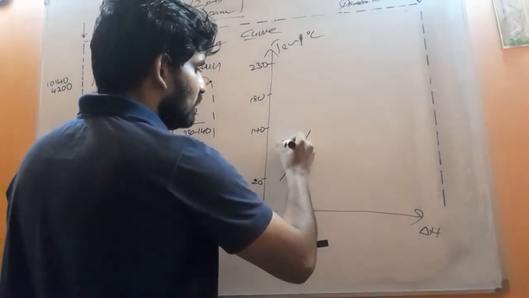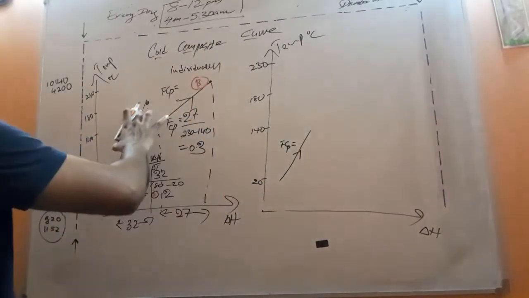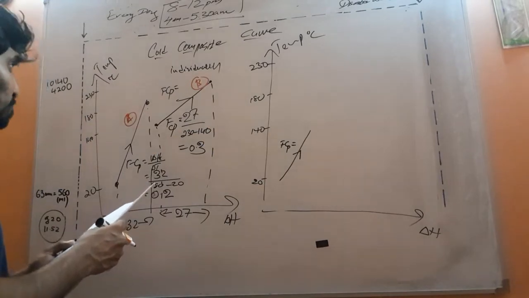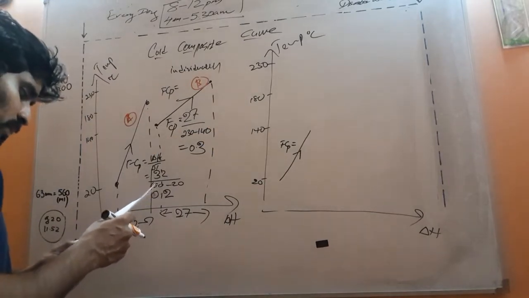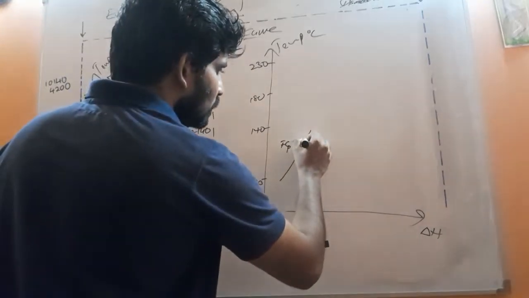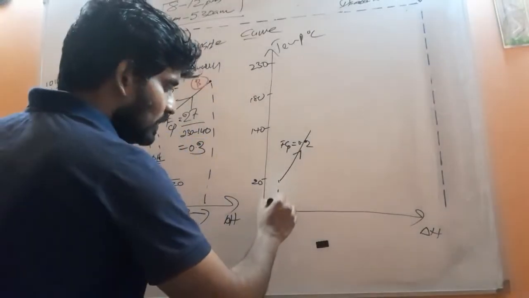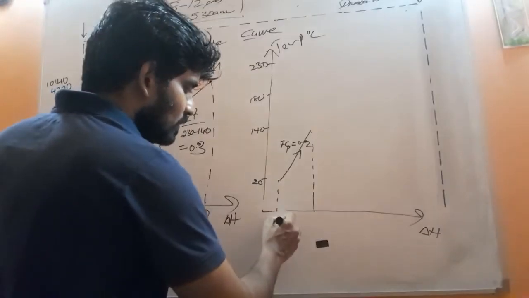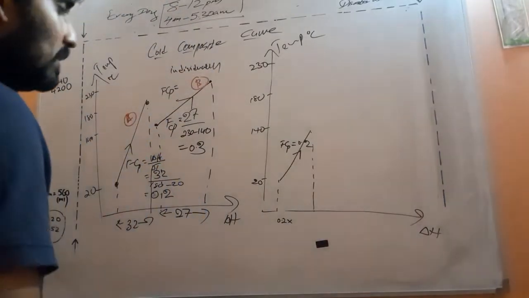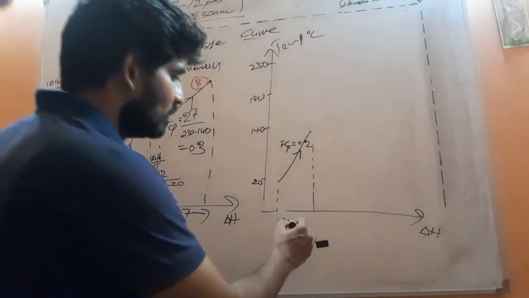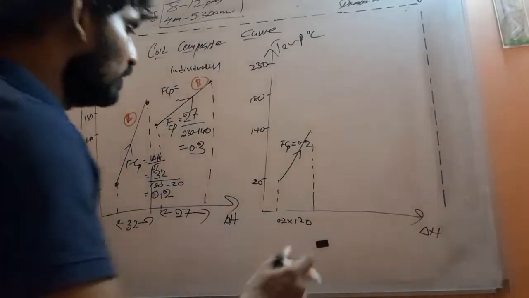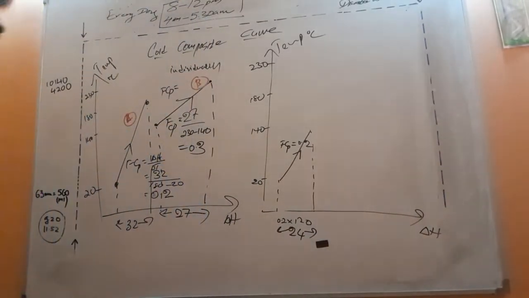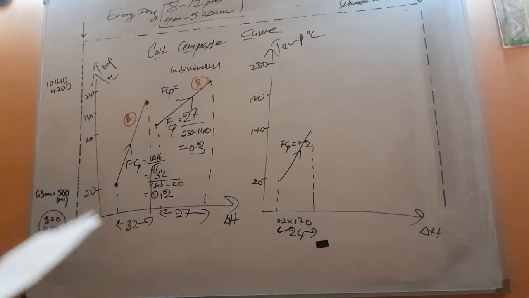What is FCP? FCP value you have to consider from the original curve. What is the FCP value of the original curve? That is 0.2. FCP 0.2. Right? How to get delta H? 0.2 multiplied by the temperature difference. So what is the temperature difference? 140 minus 20, that is 120. So 0.2 multiplied by 120 is 24. So 24 is delta H. So delta H value is 24. So that curve we completed, we have to put the arrow.